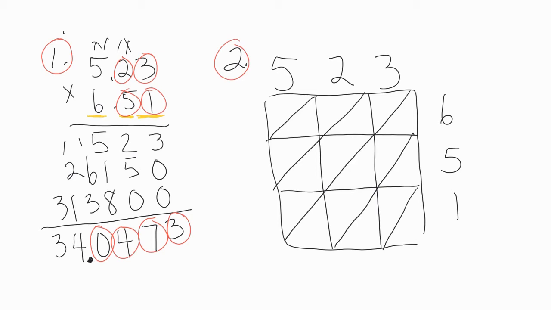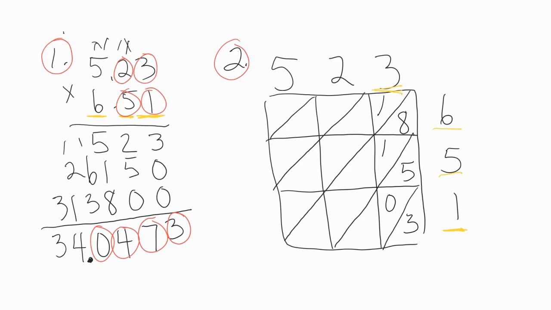So method number two is the grid method. I'm going to start down on the bottom, and I'm going to multiply 1 times 3, then 5 times 3, then 6 times 3. Okay, so here we go. So 1 times 3 is 3, but I put the 0 there, and I put the 3 here. 5 times 3 is 15. I put the 1 here, 5 here. 6 times 3 is 18, and I put it like that.